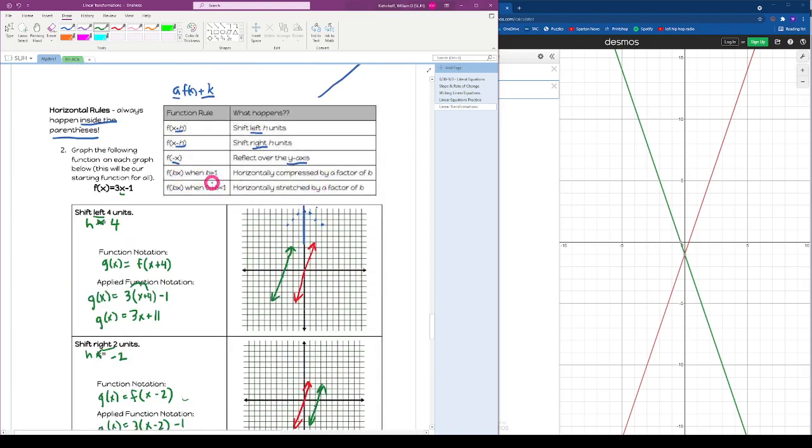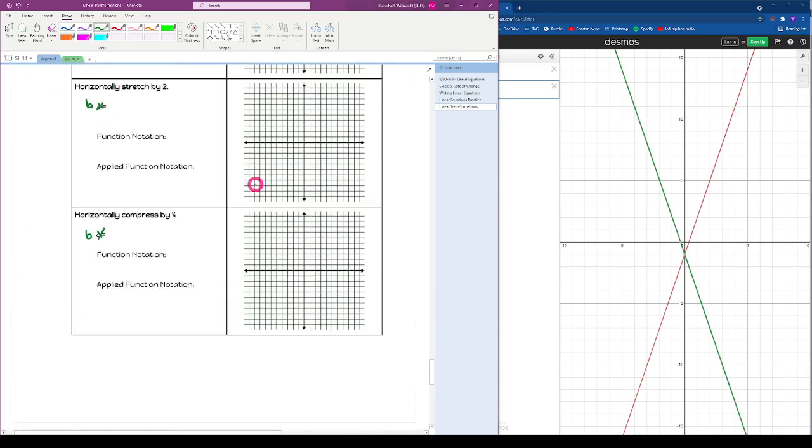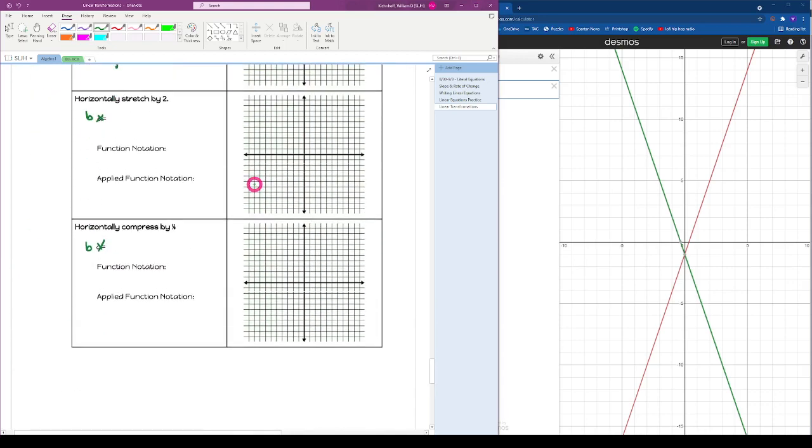So they said when b is greater than 1, we're compressing. I feel like we have to stay consistent with our rules, so we're going to say that we're horizontally compressing by 2 because b is bigger than 1, so we're going to have a steeper slope. And then we will say we're horizontally stretching using a factor of 1/3, and that will give us a flatter slope. So b here is going to be 2.